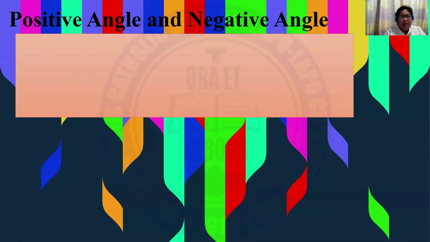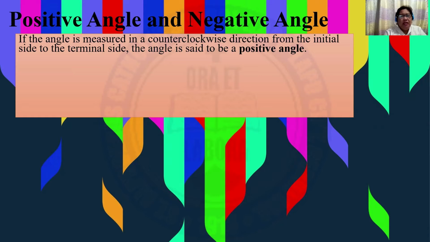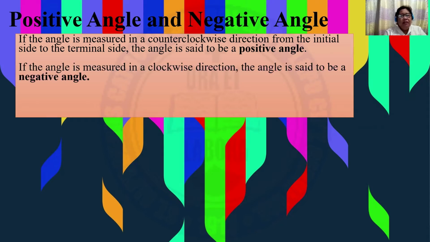We also have the positive angle and the negative angle. If the angle is measured in a counterclockwise direction, from the initial side to the terminal side, the angle is said to be a positive angle. If the angle is measured in a clockwise direction, the angle is said to be a negative angle.